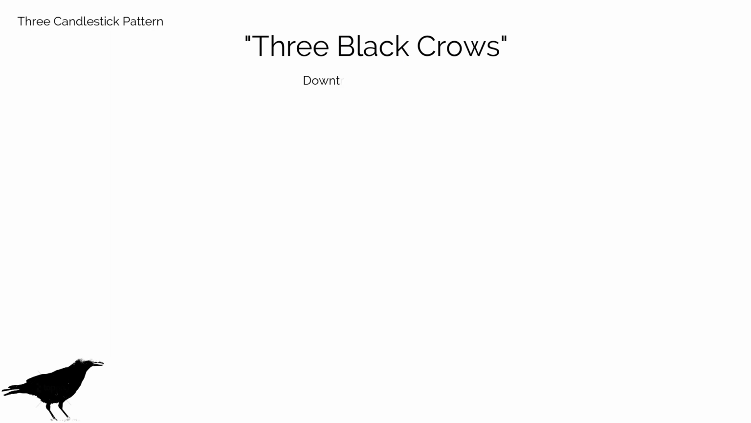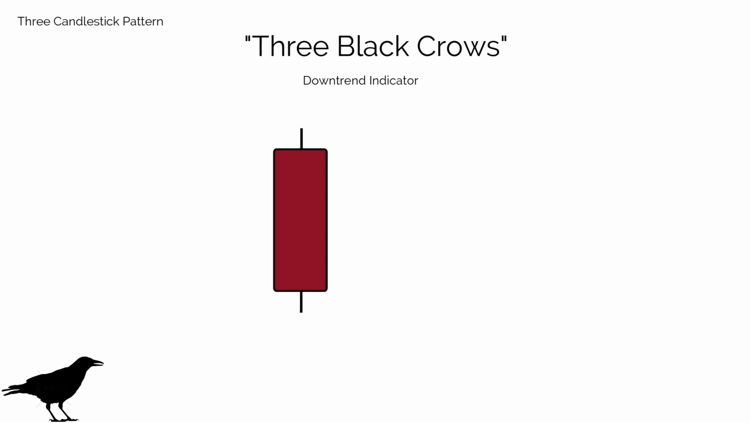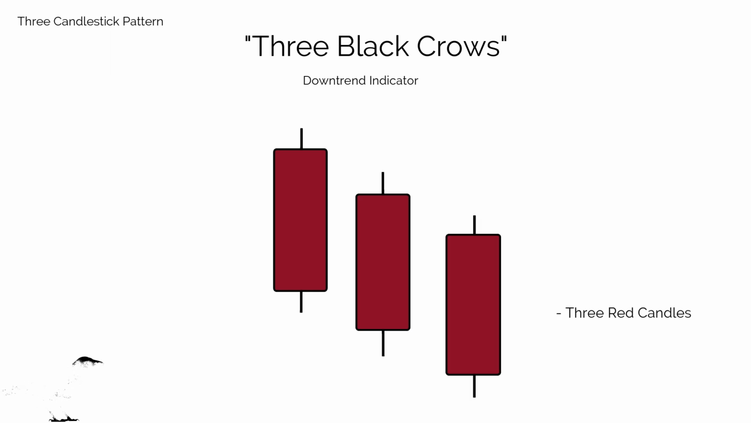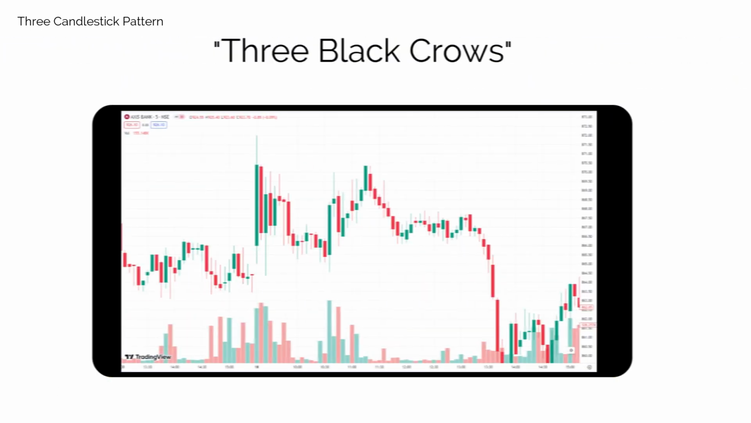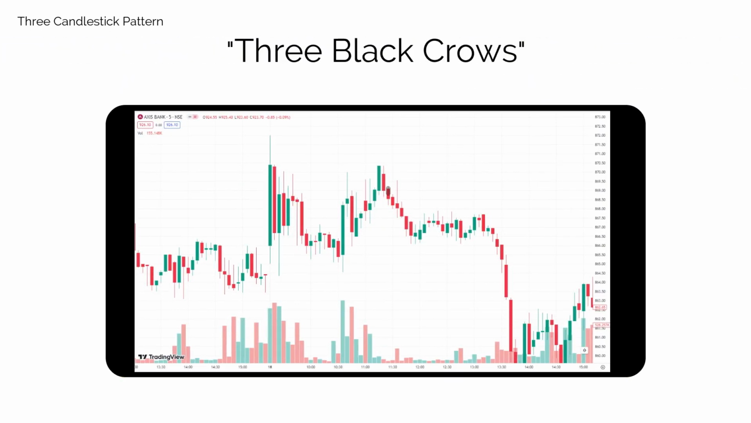The three black crows is a downtrend indicator. The three black crows has three long and equal bearish candles with a short shadow. Each candle opens and closes below the other candle. Three black crows forms at the top of the trend leading to a trend reversal.